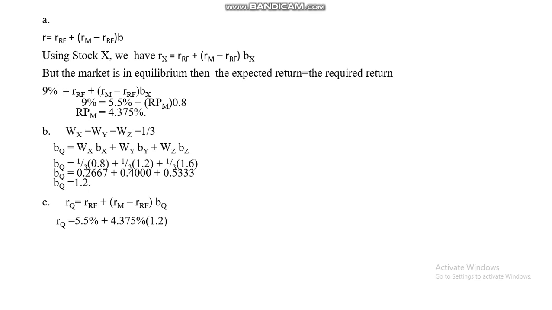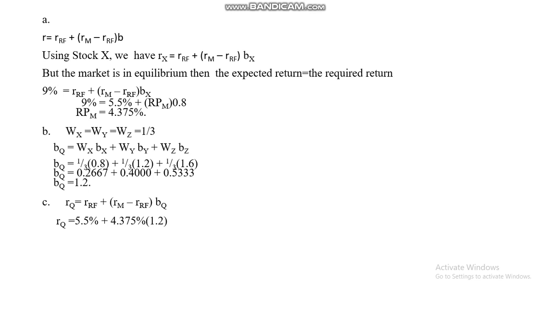Part D, would you expect the standard deviation of fund Q to be less than 15%, equal to 15%, or greater than 15%? In our problem, the three stocks X, Y, and Z have the same standard deviation, which is 15%. But as we know, the portfolio's risk is not the weighted average of individual stock standard deviations. In general, the portfolio's risk is smaller than or equal to the average of the stocks.